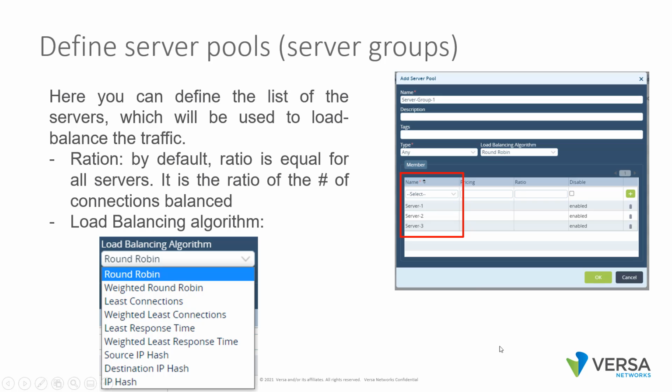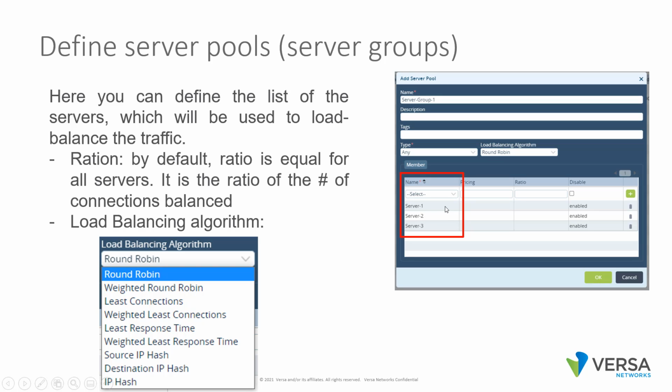So after you define servers, individual servers, you need to create a group just to identify how and between which servers we're going to be doing the load balancing. So in this case, I'm defining only one group, which is called server group 1, or pool of the servers, and I am adding multiple servers in it.